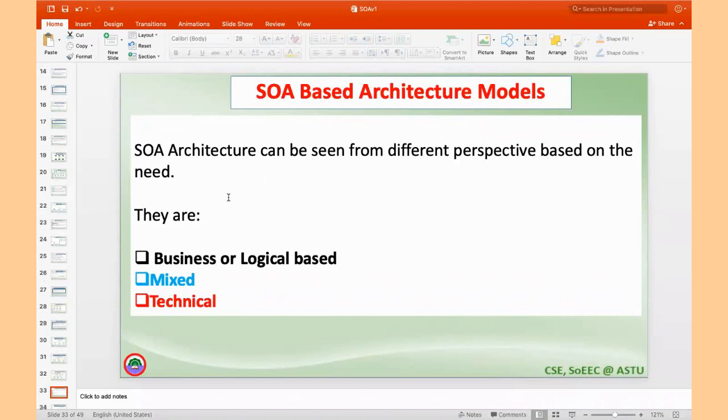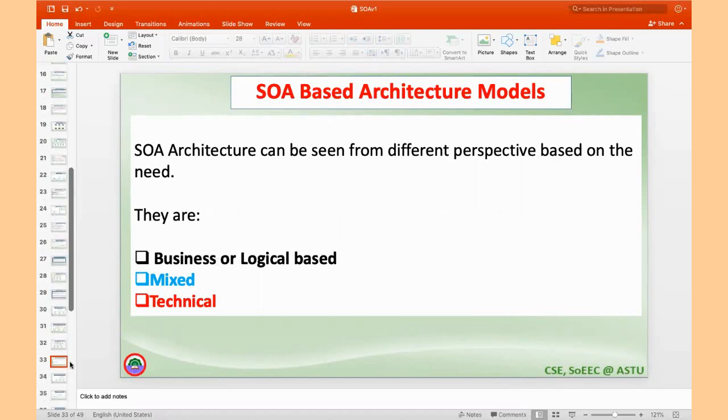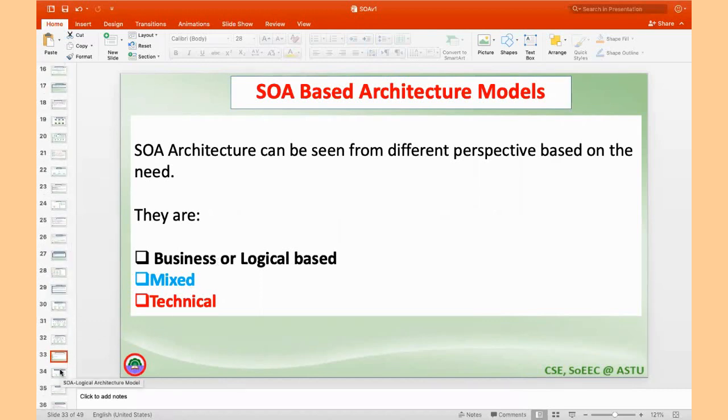Three kinds of architectural models are there. One is business or logical based, which is very close to your business. Another is mixed, an intermediate architecture between your business and your technical. And technical is very close to your IT infrastructure architecture. Let us go through the business or logical based one.